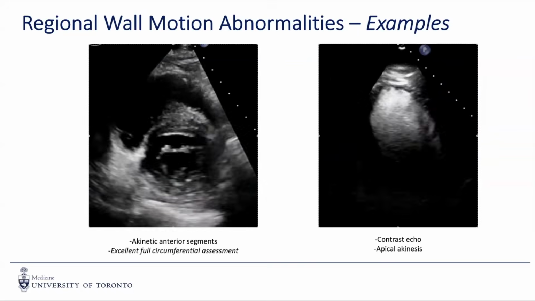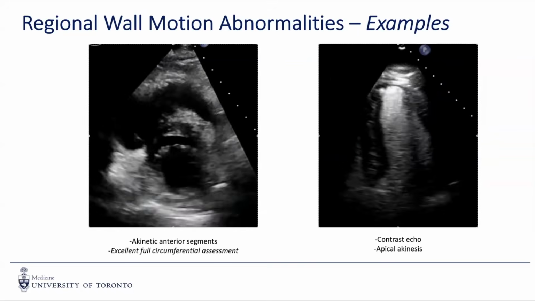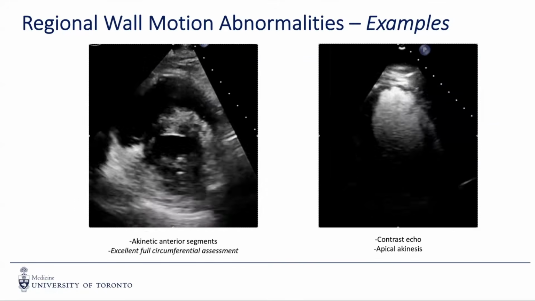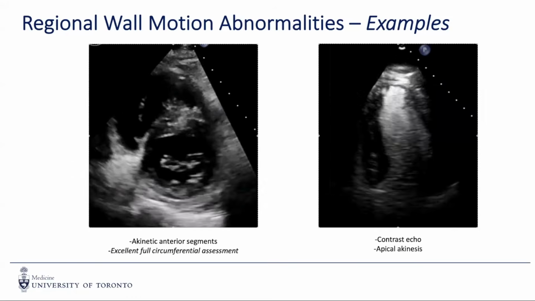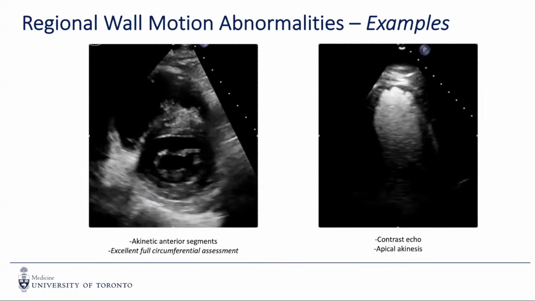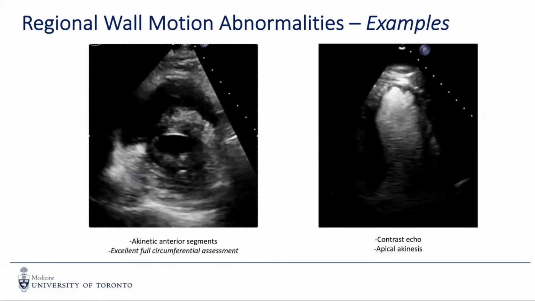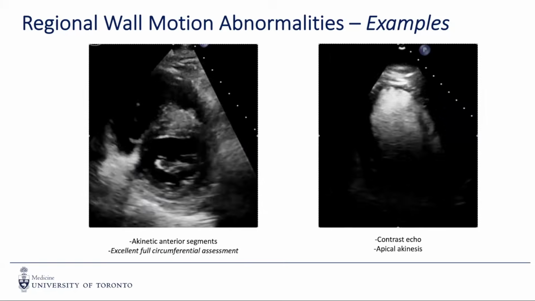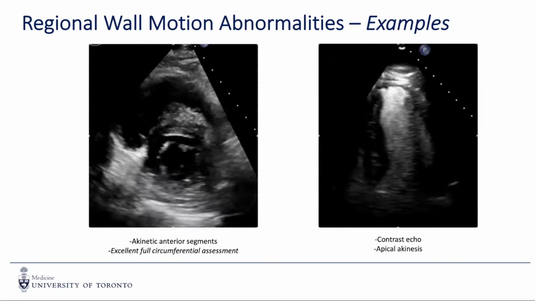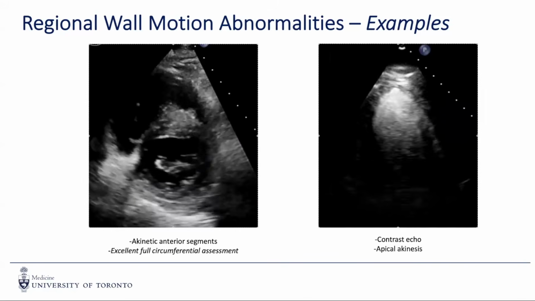Some more examples here. You see that the parasternal short axis usually provides an excellent assessment of all the walls together. So if you're able to get a good parasternal short axis early on, it can definitely give you a lot of information in the acute context. You can see here how the anterior segments seem to be akinetic. And with contrast, everything becomes clearer.